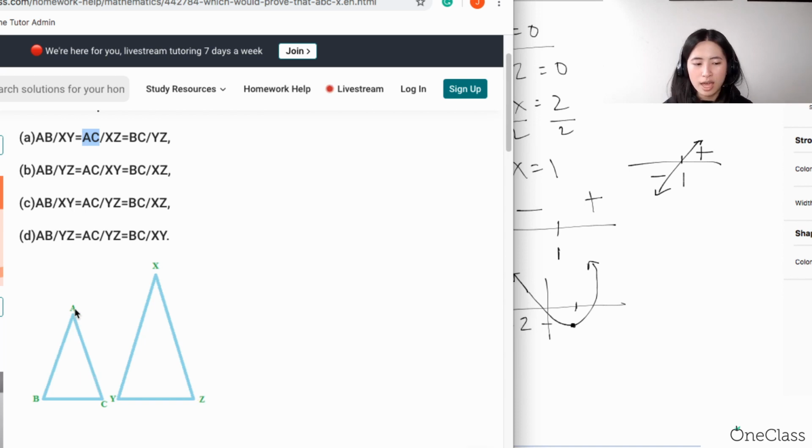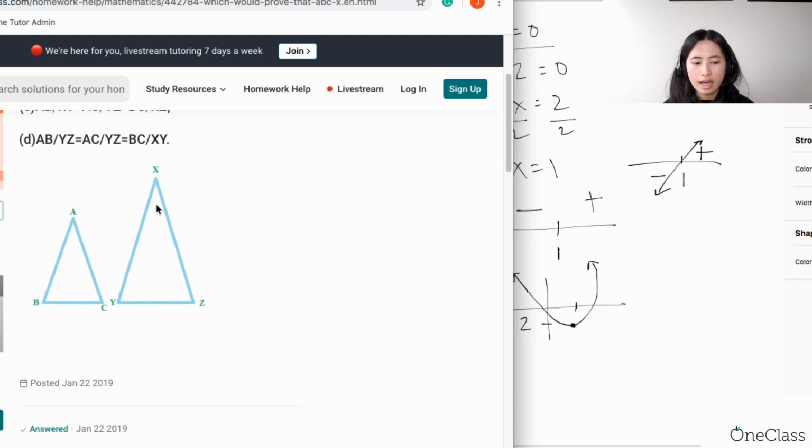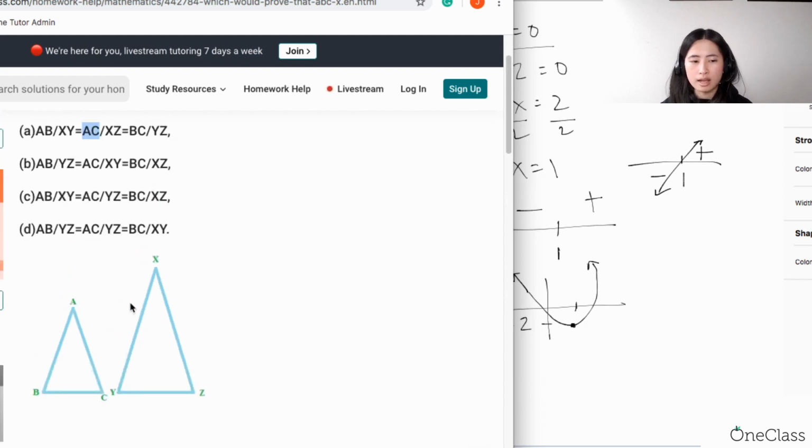So when you say you have AB over XY, that's going to be equal to AC over XZ, right? Does that make sense? And then when you have that equal to BC, you need to have your numerator coming from your smaller triangle, and that's going to be over the dimension of your larger triangle, and that needs to be YZ, as you can see over here.